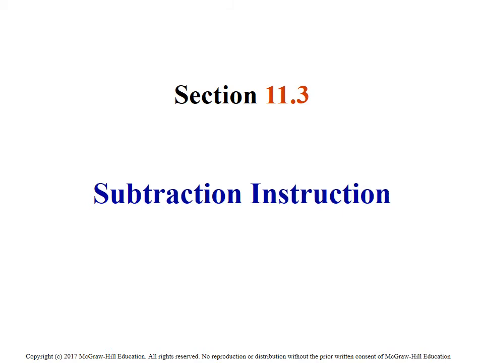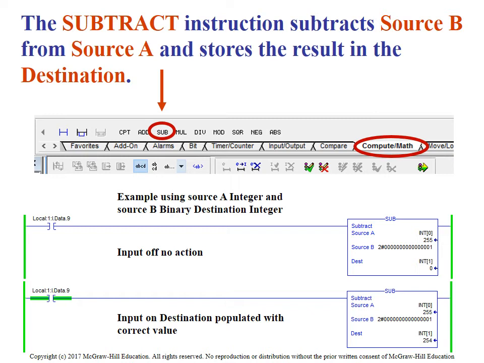The subtraction instruction. Here we are, looking at Compute, Math, subtraction. Again, I want to illustrate source A from B. It subtracts B from A here. It's kind of worded backwards because of the book, but it's always A then B. So A, the source, minus B.